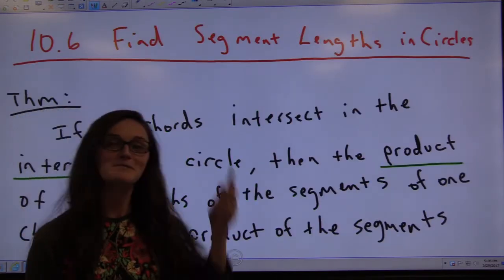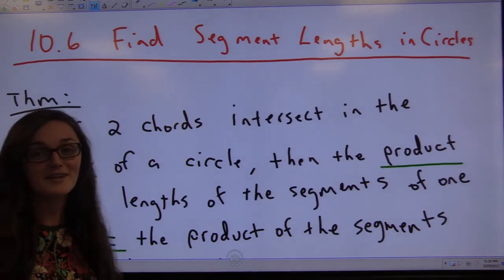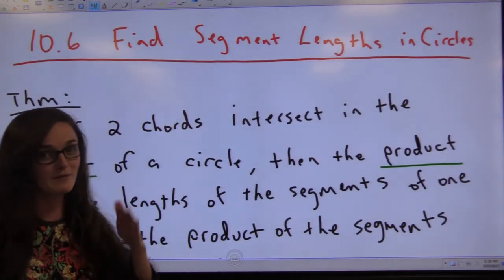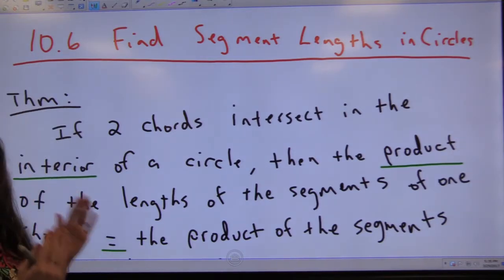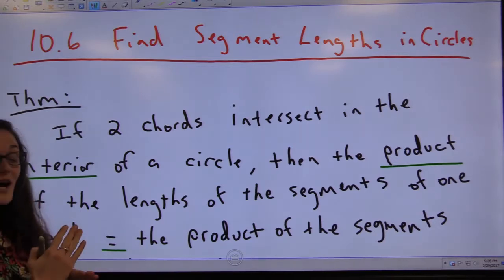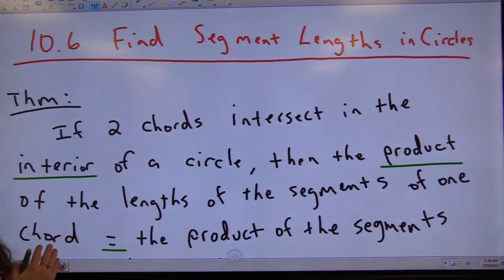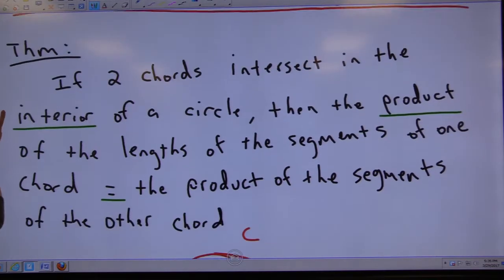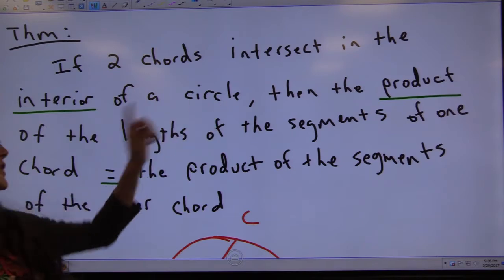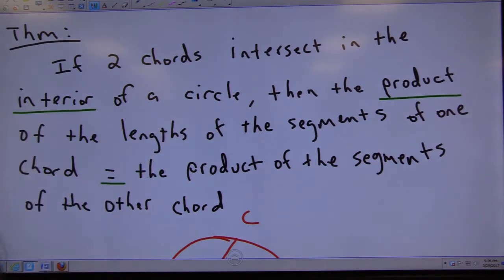Hi guys, I'm Miss Grigsby, and I'm going to teach you how to find the segment lengths in circles. Today, the theorem that we're learning really doesn't have a name. Basically, it means that if two chords intersect in the interior of a circle, then the product of the lengths of the segments of each chord is equal to the product of the lengths of the segments of the other chord. I'm going to give you a second to copy down those underlined green words before we move on.